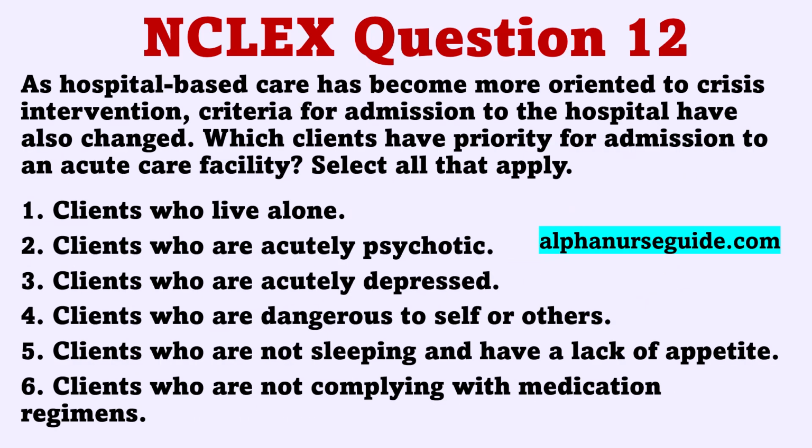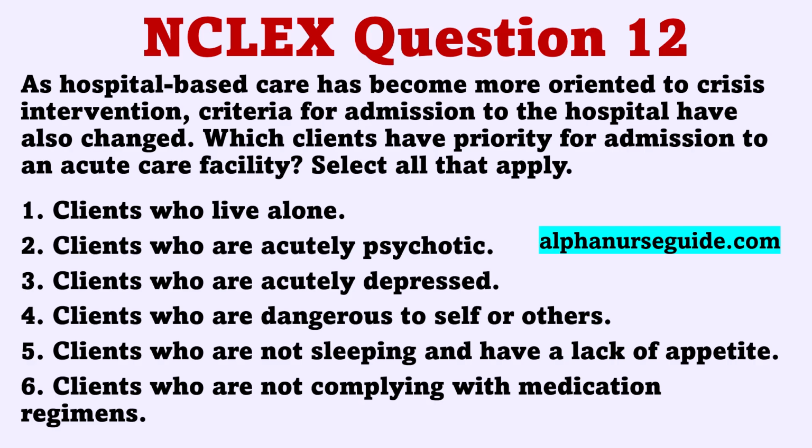As hospital-based care has become more oriented to crisis intervention, criteria for admission to the hospital have also changed. Which clients have priority for admission to an acute care facility? Select all that apply. 1. Clients who live alone. 2. Clients who are acutely psychotic. 3. Clients who are acutely depressed. 4. Clients who are dangerous to self or others. 5. Clients who are not sleeping and have a lack of appetite. 6. Clients who are not complying with medication regimens.